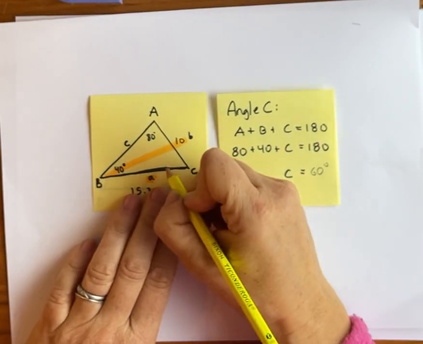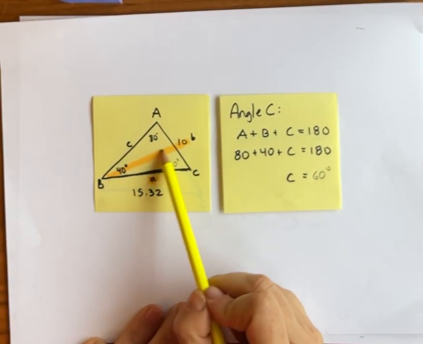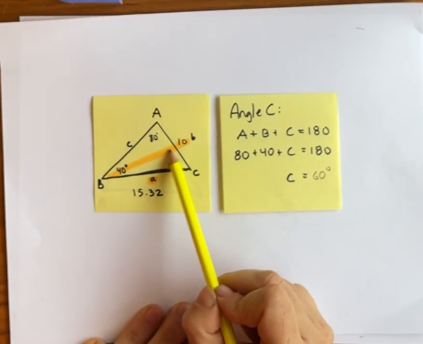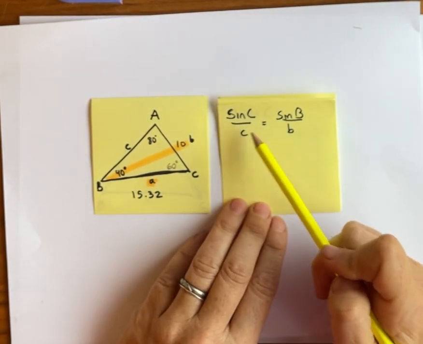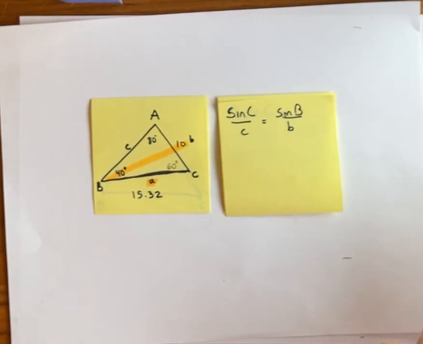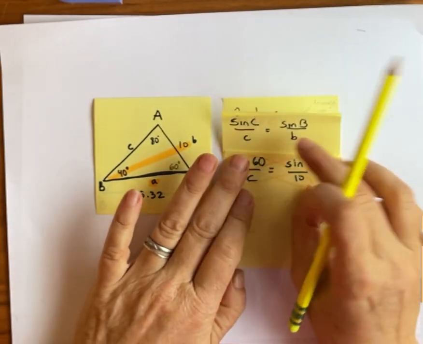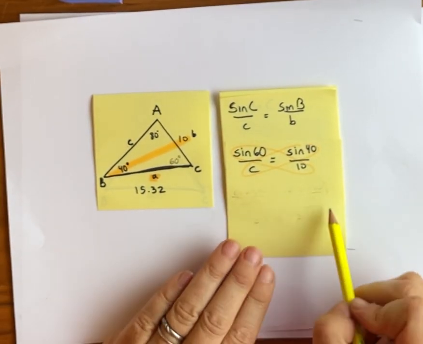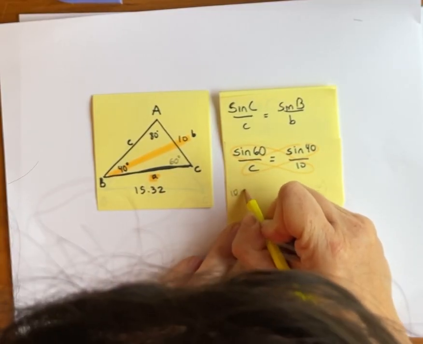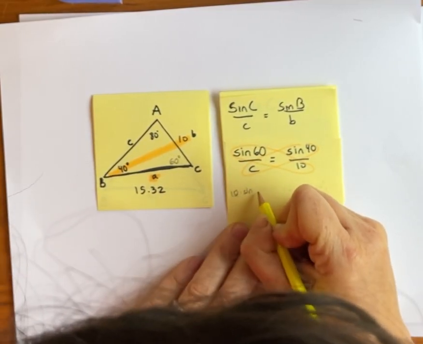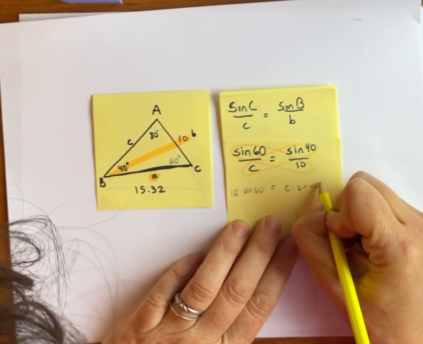Now I still need to find my little c, so let's put 60 degrees here. And I just need to find that little c right there. I have one ratio already solved, actually two, but I'm gonna stick with B. So let's go ahead and use sine C over c equals sine B over b. We just plug that right in here, okay? And we do that cross multiplying again. So I'm gonna get 10 times sine of 60 equals c times sine of 40 degrees.